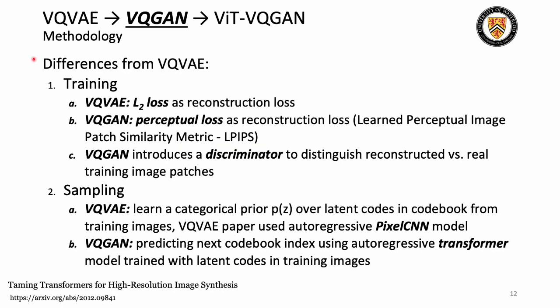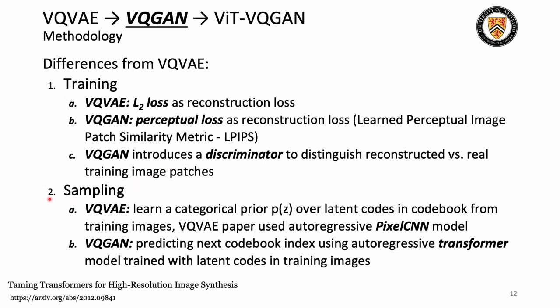So next we'll look into VQGAN, which builds upon the VQVAE structure with several differences. In training, VQVAE uses the L2 loss, which is a standard reconstruction loss focusing on pixel-wise accuracy. VQGAN, however, opts for a perceptual loss, specifically the learned perceptual image patch similarity metric. Perceptual loss differs from the L2 loss by measuring the perceptual similarity between image patches. Additionally, VQGAN incorporates a discriminator, which is trained to differentiate between real and reconstructed image patches.